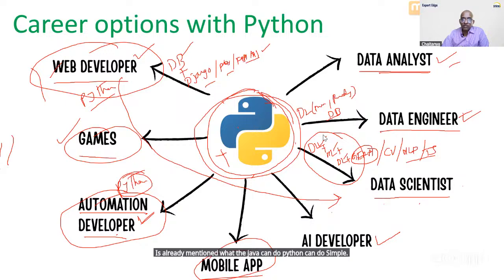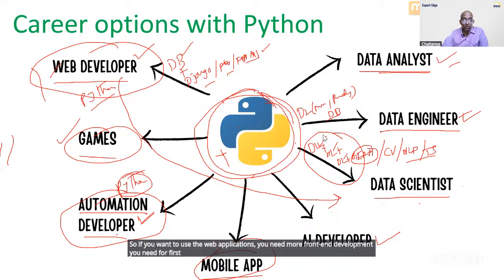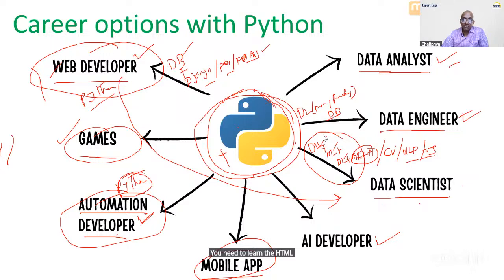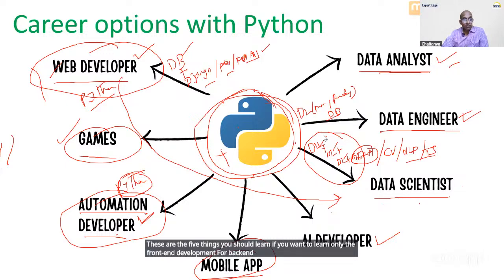If we use Python for web application development, I need HTML, CSS, Java, so for the front end, right? Java is not for the front end, Sai Kumar. If you want to build web applications, for front end development you need to learn HTML, CSS, JavaScript, React.js, and Bootstrap. These are the five things you should learn if you want to learn only the front end development. For back end development, you should learn Python and Django or Flask or FastAPI. Any framework is sufficient.